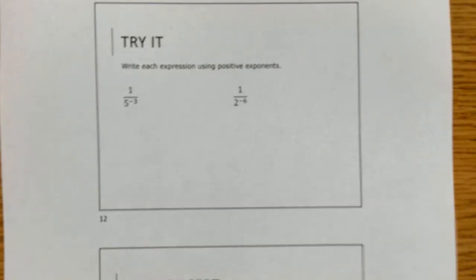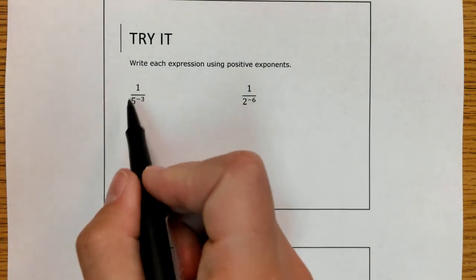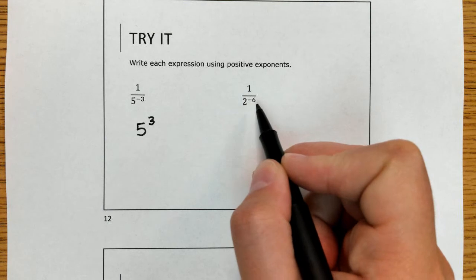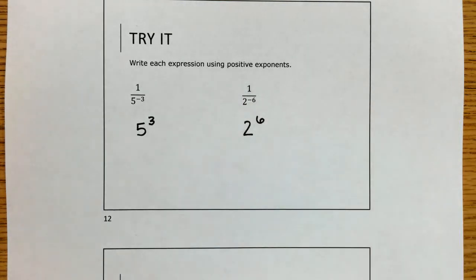There are 2 try-it problems for you to do. So go ahead, pause the video, try these 2 on your own, and then resume when you're ready. So 1 over 5 to the negative third power will become 5 to the third power. 1 over 2 to the negative sixth power will become 2 to the sixth power. Okay?